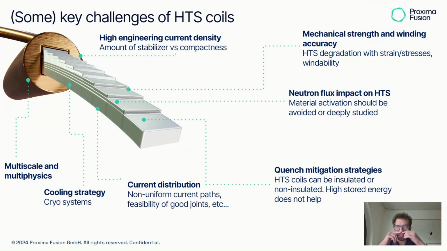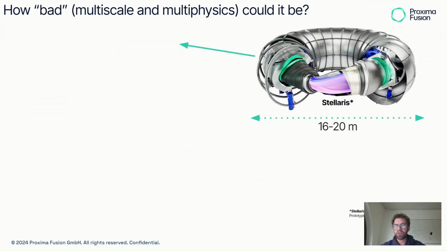Of course, besides the classic trade-off between the amount of stabilizer and the compactness of the cable, you have something much more peculiar to fusion reactors, like the neutron flux impact on HTS. How does this material really behave in the longer term? It's not very clear, and luckily it's researched by a few groups around the world. There are also things like the classic quench mitigation strategies, mechanical strength, and of course multi-scale and multiphysics. The last three are the ones that I'm going to talk about.